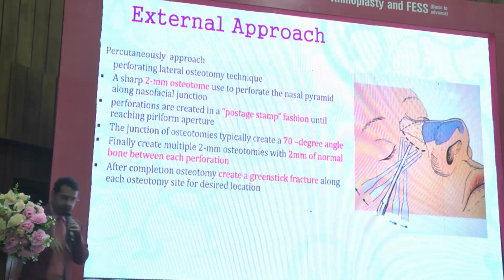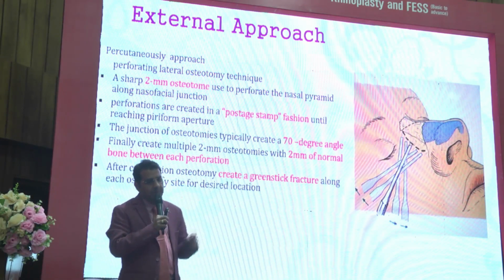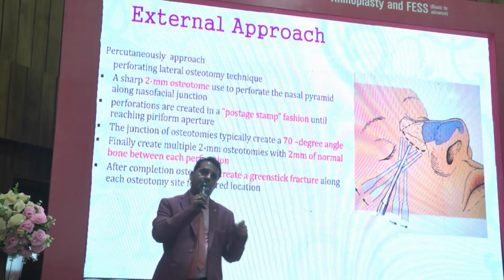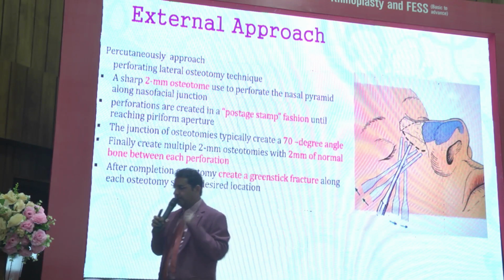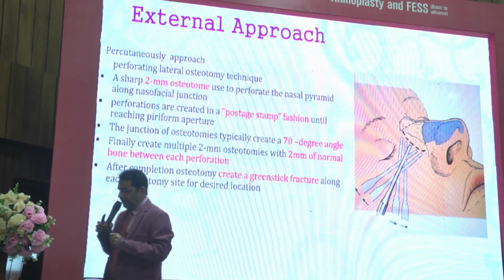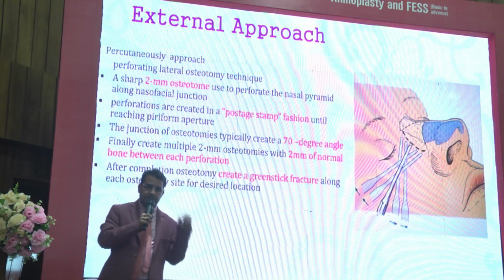Okay. Now for the external approach, first we use the 2 mm osteotome. And this is one important advice to my beginner friends, because you need good instruments, at least osteotome, rasp, the scissors.